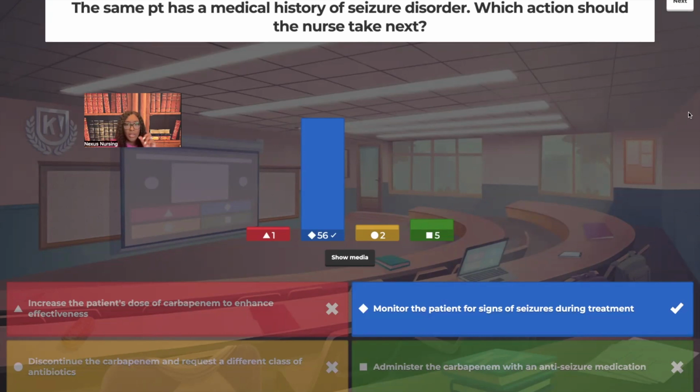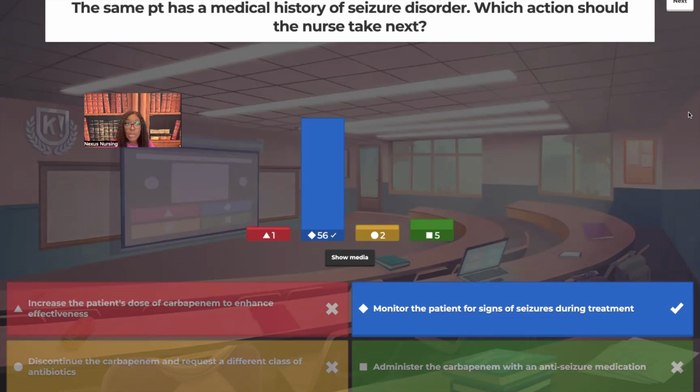Drugs that fall under the carbapenem drug class decrease the thresholds for seizure activity. That means the patient is at higher risk to have a seizure. So if they're on this drug and they have a history of seizure disorder, what are we going to do? We're going to have to be monitoring this patient for seizure activity. That patient's going to be on seizure precautions.